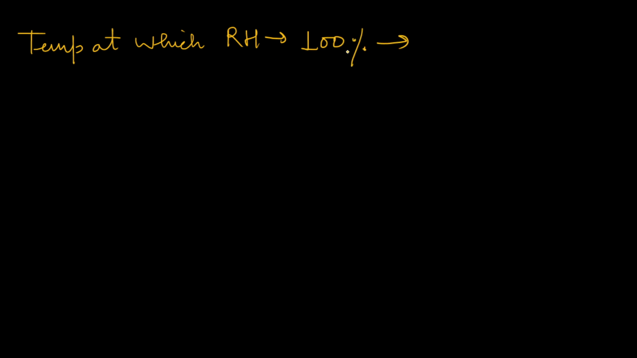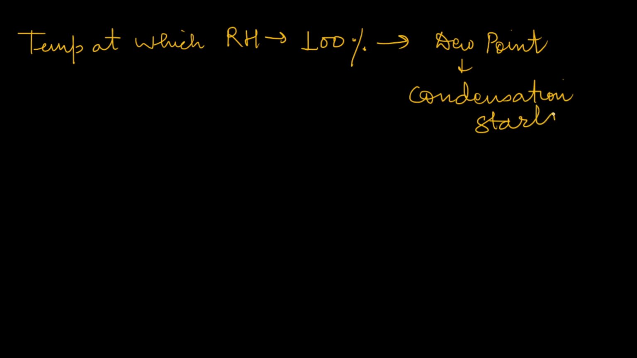And the temperature at which relative humidity is 100% is known as the dew point. When relative humidity reaches 100%, then it reaches the dew point. That is, there will be formation of dew. And when it reaches the dew point, condensation starts.